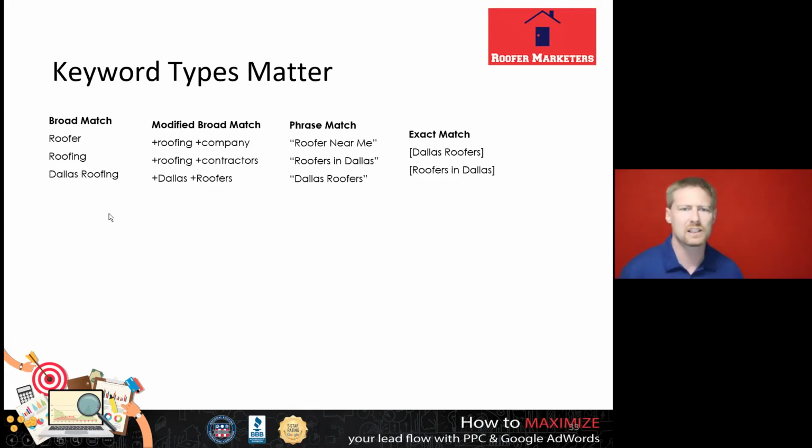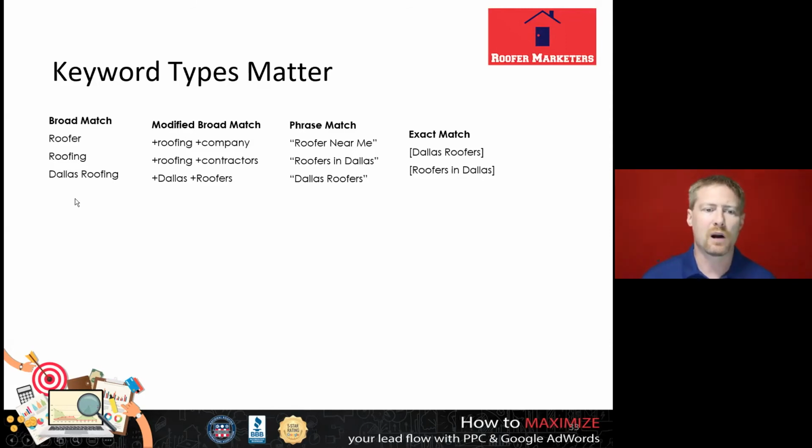Modified broad match is a little bit even broader. Maybe someone types in a roofer company, right? You would show up for that. Or roofing companies, right? Best roofing companies Dallas. It gives Google a little bit more flexibility.